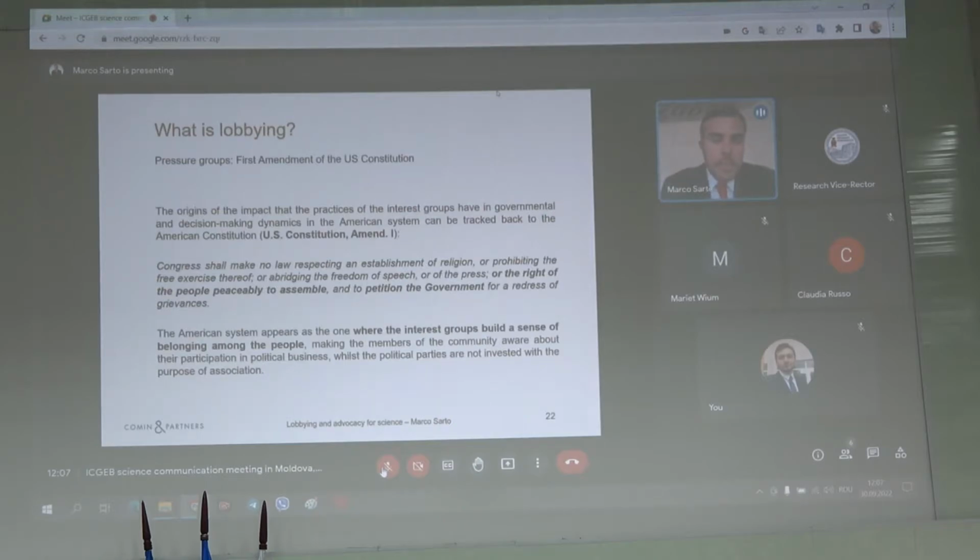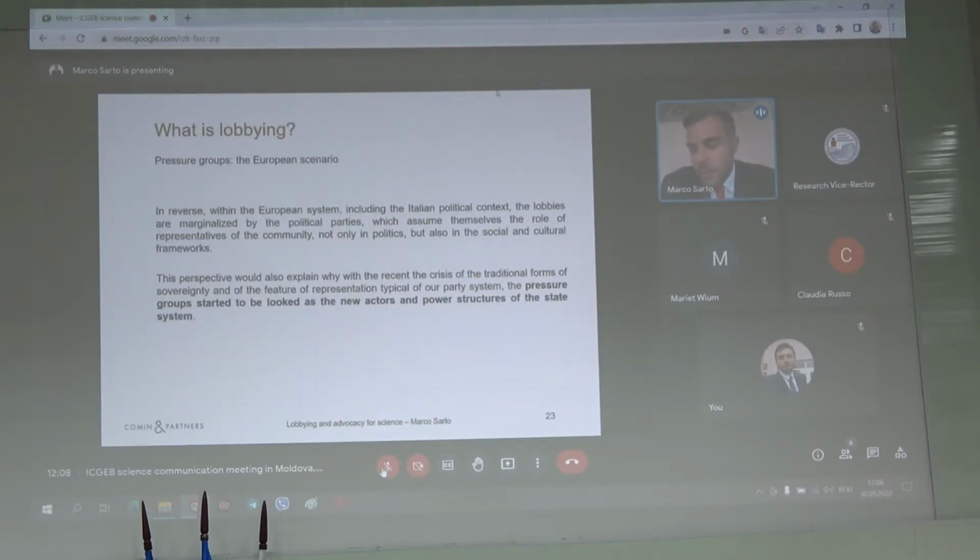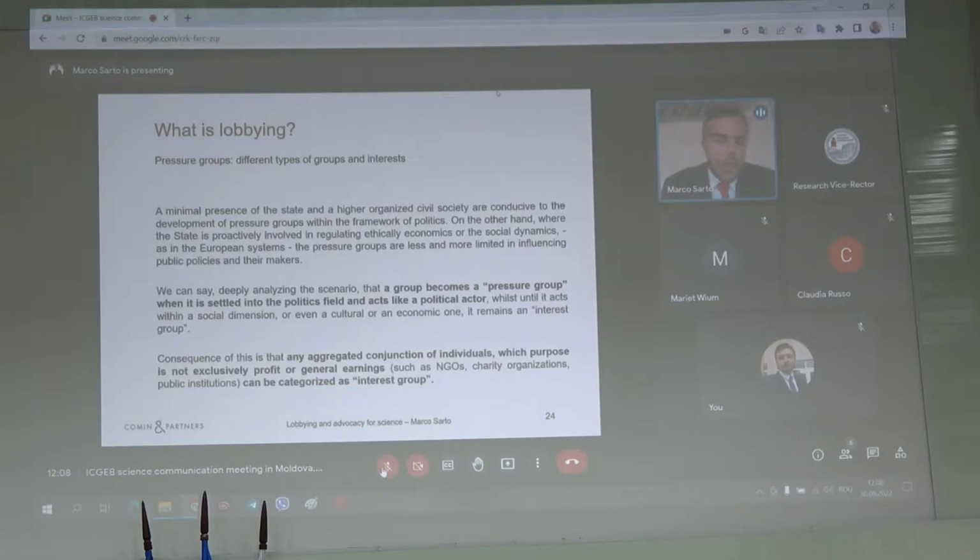Regarding this, we may say that in the American system, the legal framework of the pressure groups and the lobbying activity is in the First Amendment of the US Constitution, where it's written that Congress shall make no law respecting an establishment of religion, or prohibiting the free exercise thereof, or abridging the freedom of speech or of the press, or the right of the people peaceably to assemble and to petition the government. Meanwhile, in reverse, within the European system, lobbies are truly marginalized by political parties. So pressure groups started to be viewed as new actors and power structures of the state system. And this is a peculiar difference between the United States and the European framework and legal system.